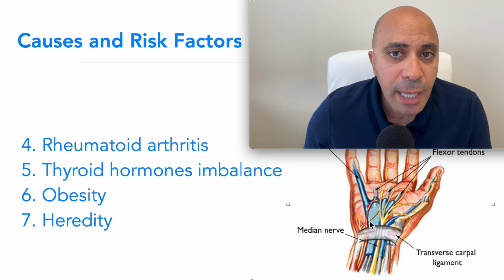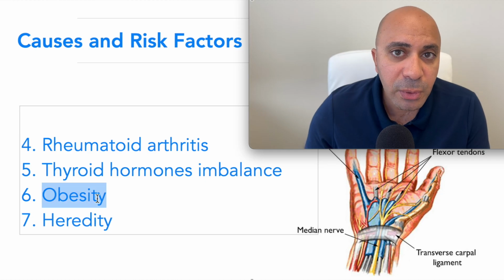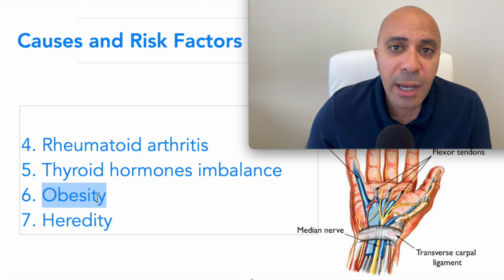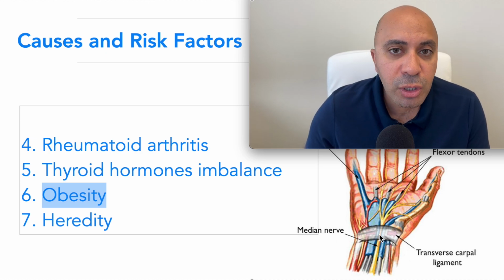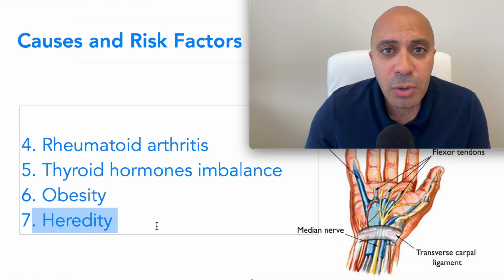The sixth cause and risk factor is obesity and being overweight, and that's swelling everywhere. Usually with obesity, you have internal inflammation throughout the joints, and that internal inflammation could lead to carpal tunnel syndrome. Very rarely, it's hereditary or genetic, running in the family, but that's not a very common cause or risk factor.